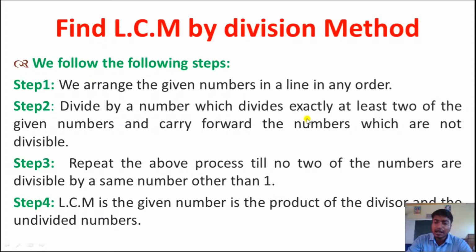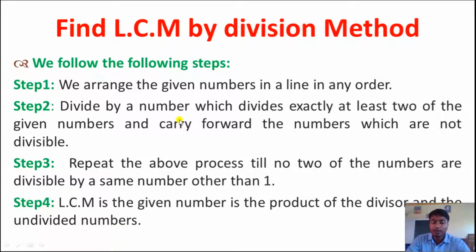In this, at least 2 numbers should be divisible. In HCF we had learned all should be divisible, but this is not so with the LCM. Here at least 2 numbers should be divisible. Step number 3: repeat the above process till no 2 of the numbers are divisible by the same number other than 1. Step number 4: the LCM of the given numbers is the product of the divisors and the undivided numbers.